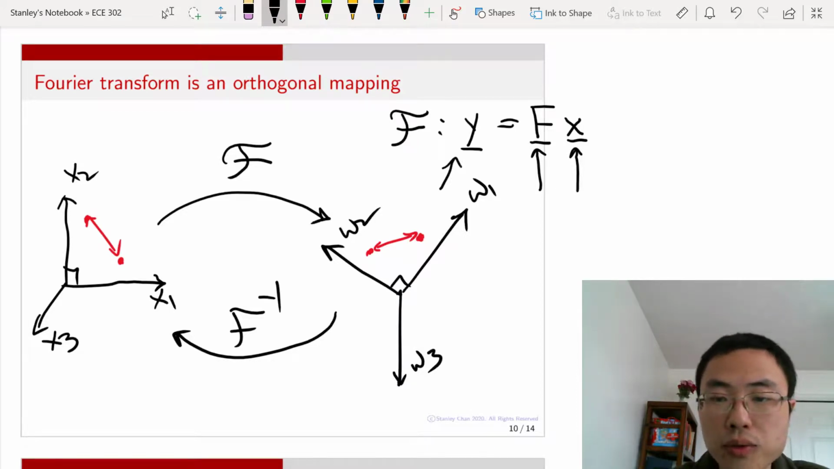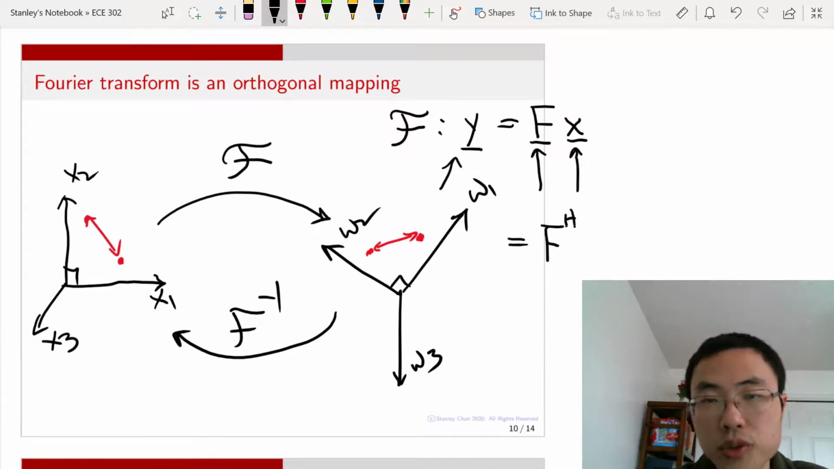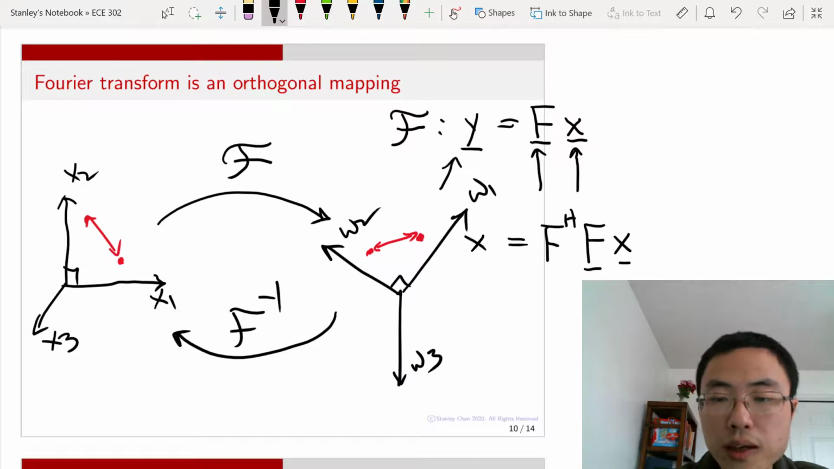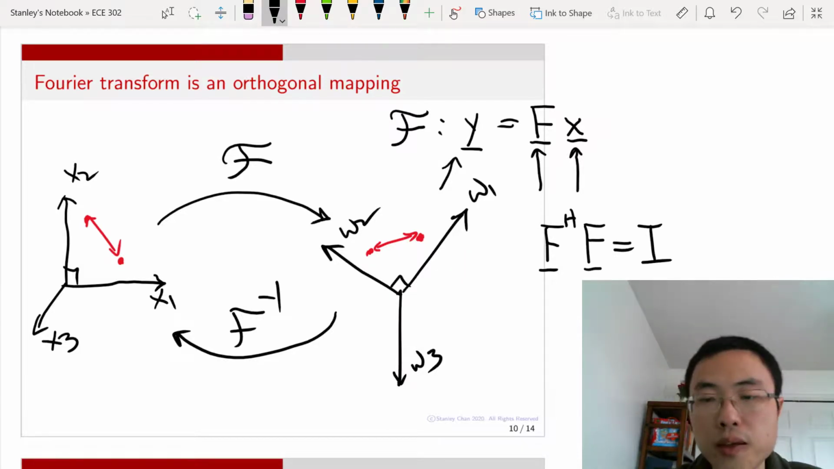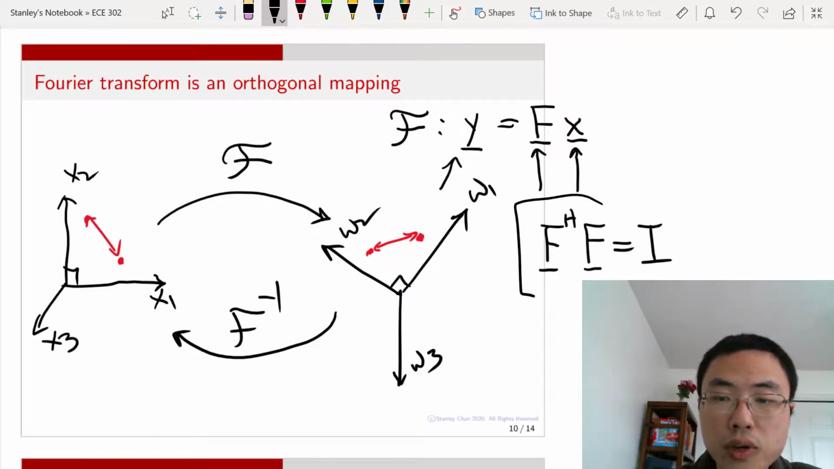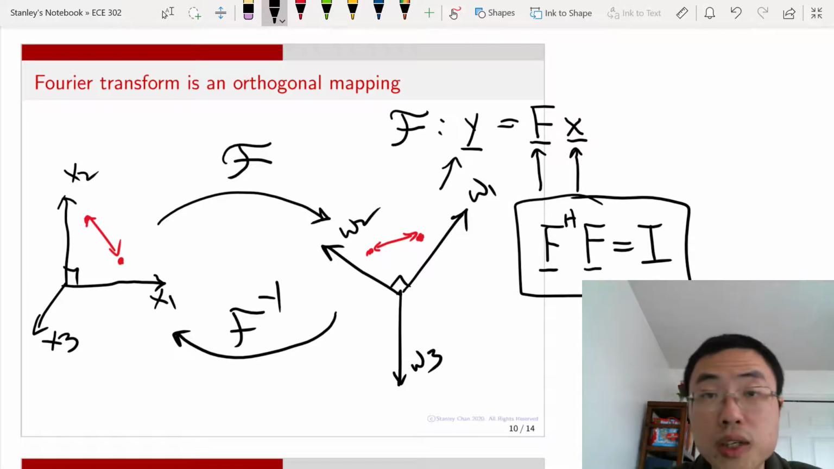The nice thing about the Fourier transform is that if you apply the Fourier transform matrix, and then you apply the Hermitian, which is the complex conjugate and the transpose, you will get back x. What it means, in other words, is that this product equals the identity, meaning that you do not really need to define a separate Fourier transform inverse. It's just the Hermitian transpose of the original Fourier transform matrix. You will get back the identity matrix. So this is a very, very nice property that makes the operation extremely easy.